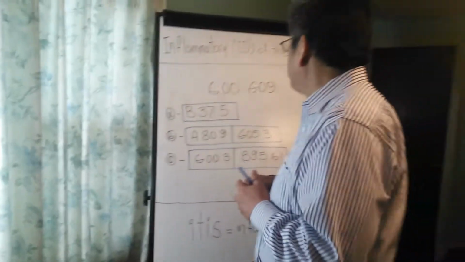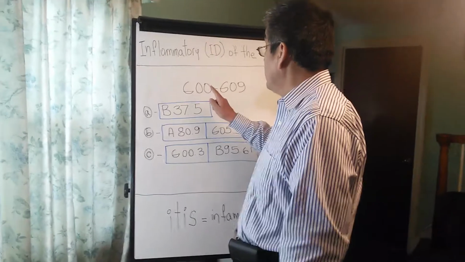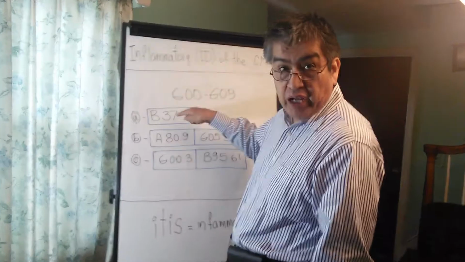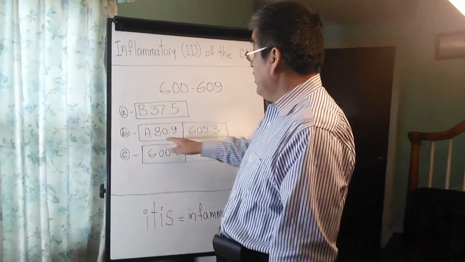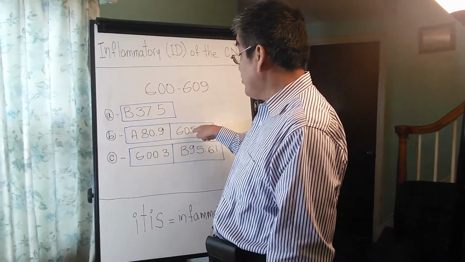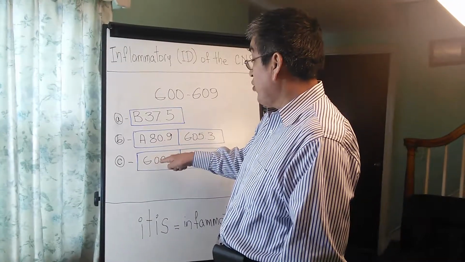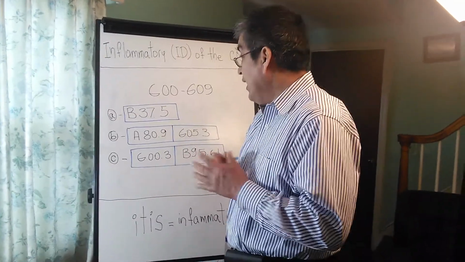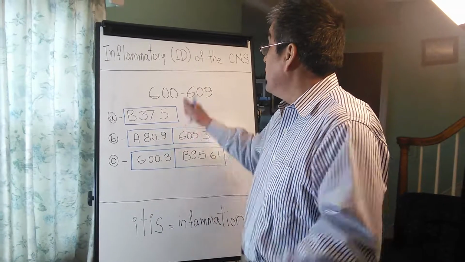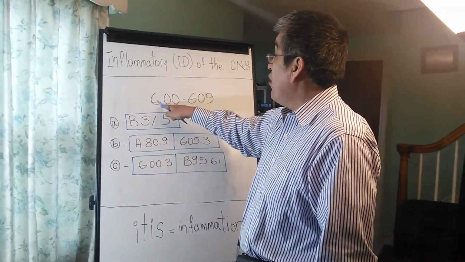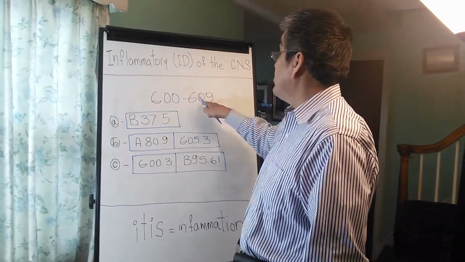Okay, so the 3 ways to solve this problem are: there is one code for both the bug and the infection. The second way is first we code the bug and then the infection, and the third way is first we code the infection and then the bug. Okay, so let me give you these 3 examples. In first place, the diseases of the nervous system are found from G00 to G09.